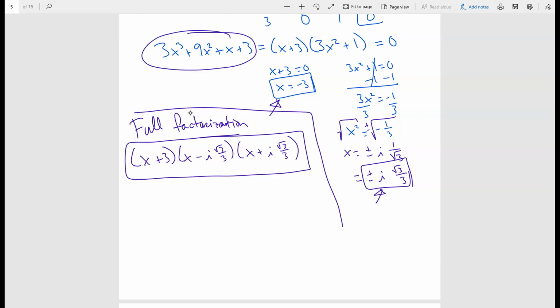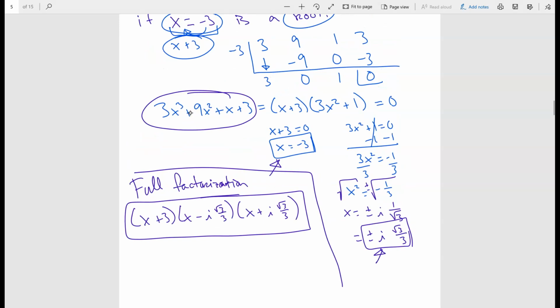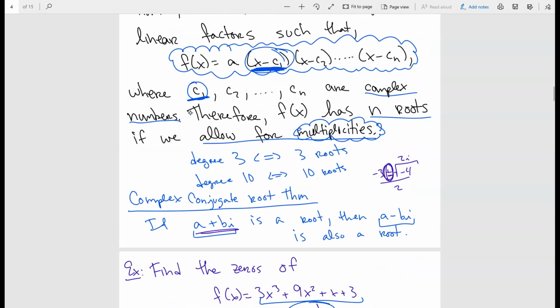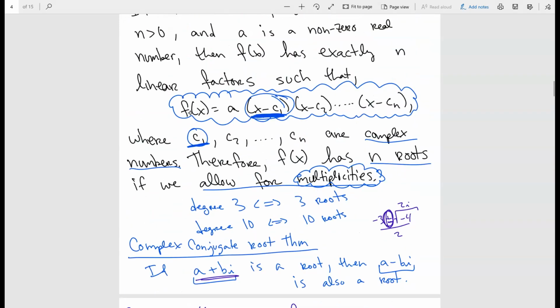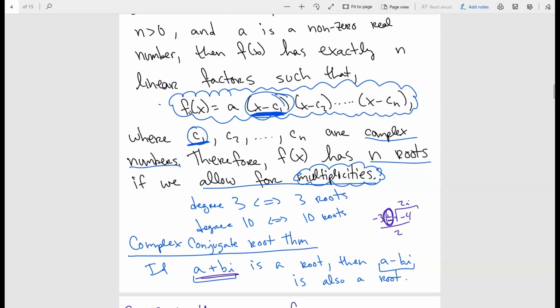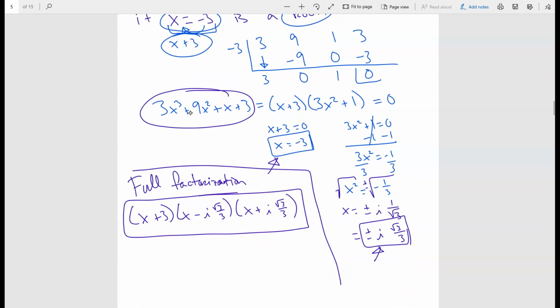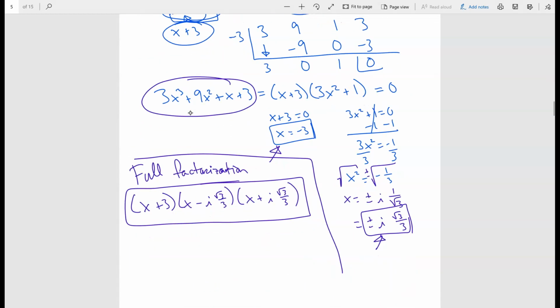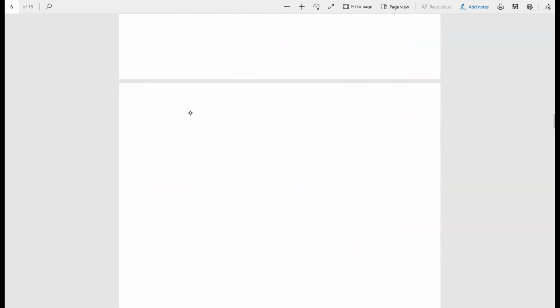So this is just basically using the fundamental theorem of algebra. Okay, so knowing that I can rewrite this as linear factors, I can easily figure out the full factorization. Okay, now let's do another example using still the fundamental theorem of algebra.